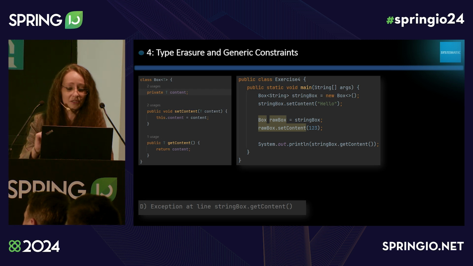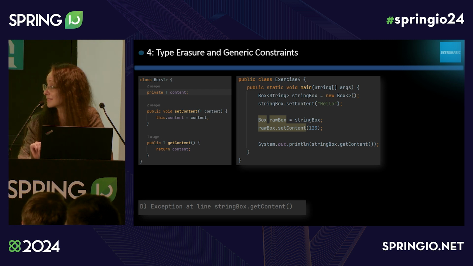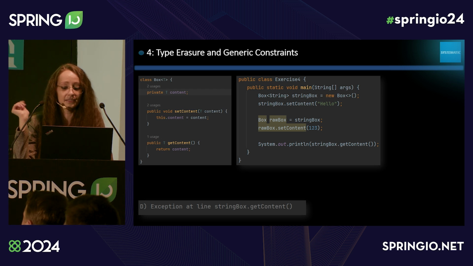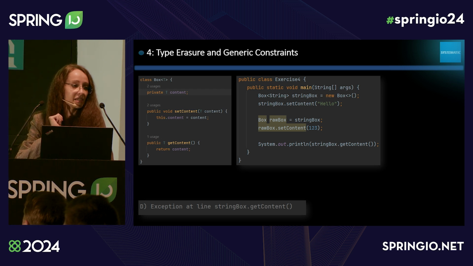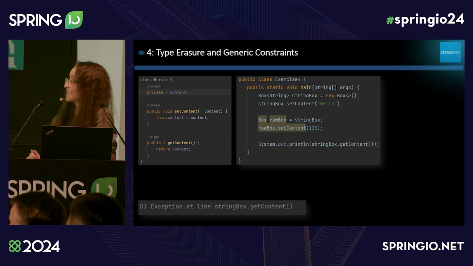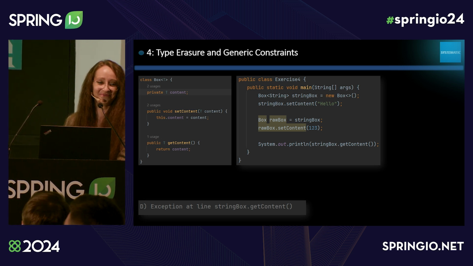But afterwards, when we are trying to retrieve the content, so the exception from the line stringBox.getContent, that is where we get a ClassCastException. That's because it is expecting a string, but it gets an integer. So this is why D was the correct answer. If we were to run this exercise, we will get an exception.